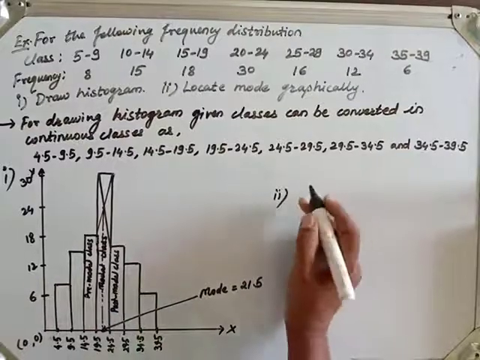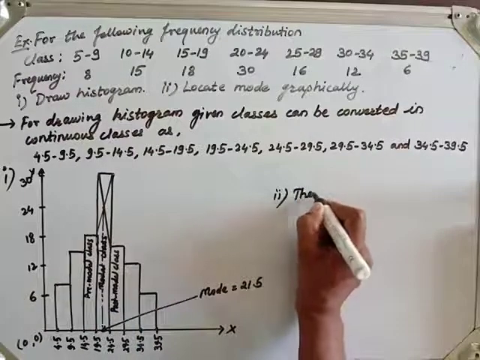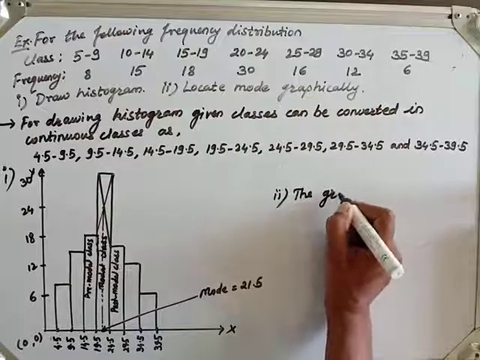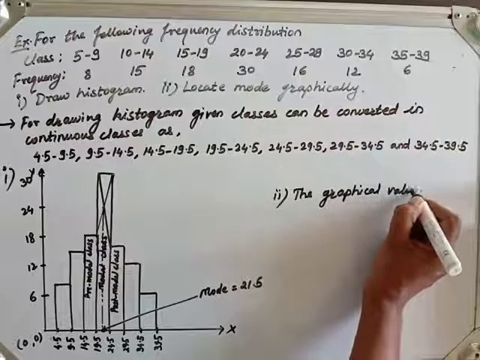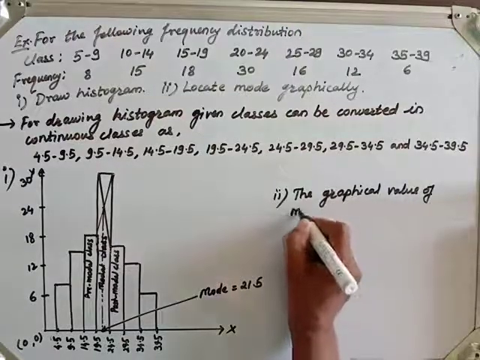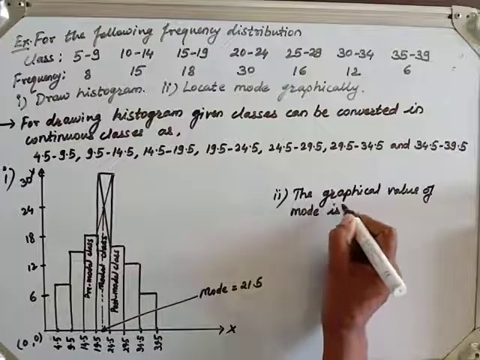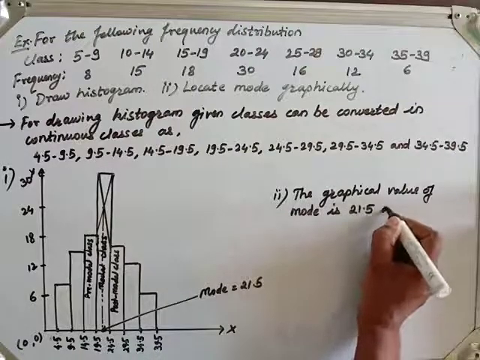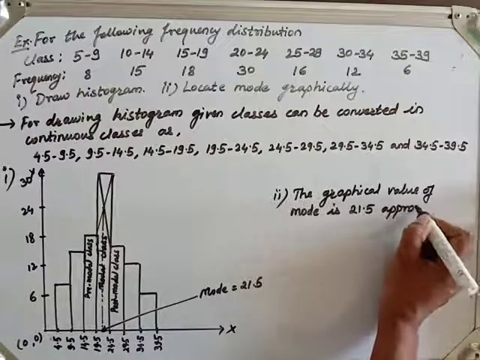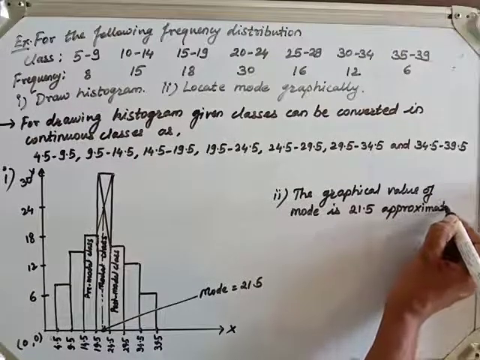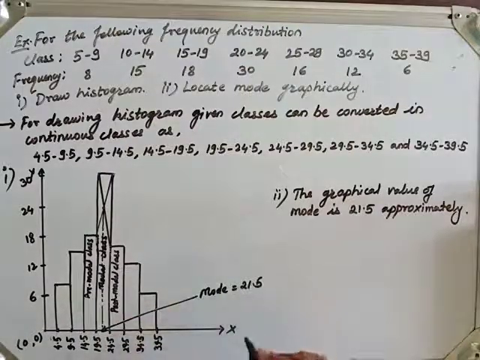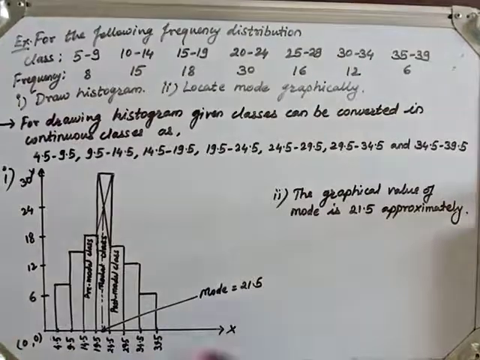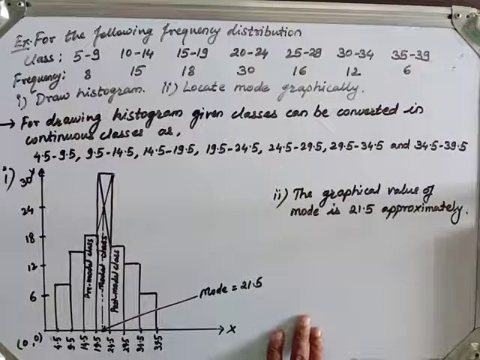Now the answer of the second question we can write here. The graphical value of mode is 21.5. Let me write approximately, as I haven't drawn it on a graph paper. So you can draw it on a graph paper and check what the exact value is. Okay, fine. So in this way we can determine the mode using the graphical method, with the help of a histogram.